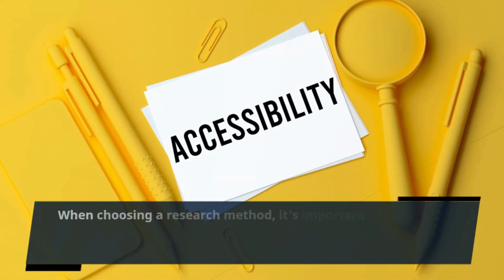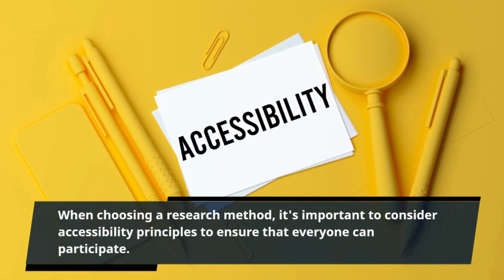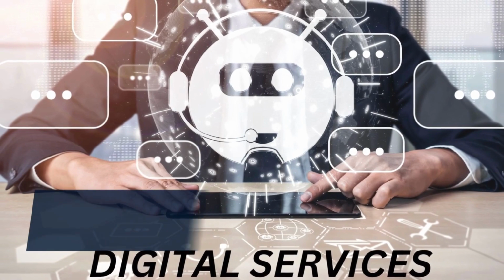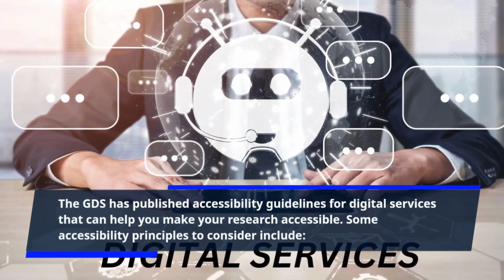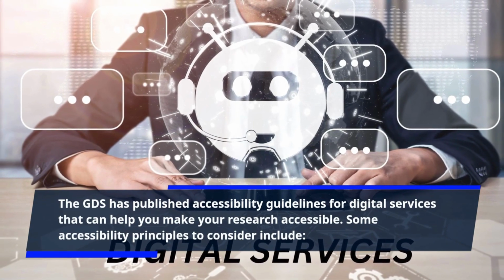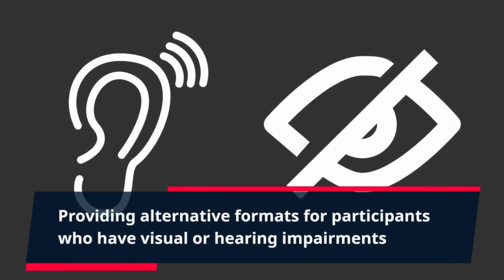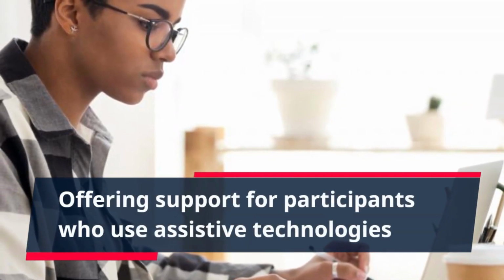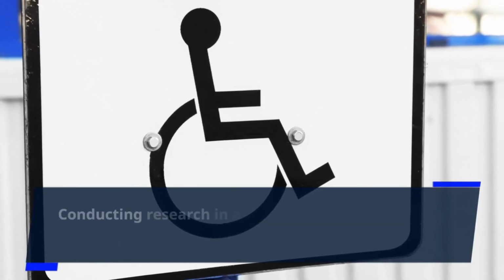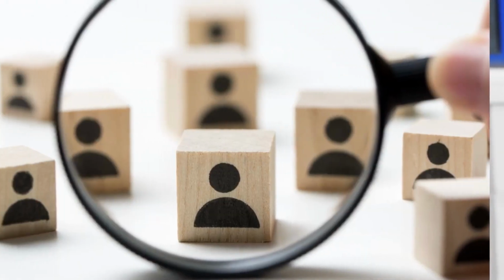When choosing a research method, it's important to consider accessibility principles to ensure that everyone can participate. The GDS has published accessibility guidelines for digital services that can help you make your research accessible. Some accessibility principles to consider include: providing alternative formats for participants who have visual or hearing impairments, offering support for participants who use assistive technologies, conducting research in a location that is accessible for participants with mobility impairments.